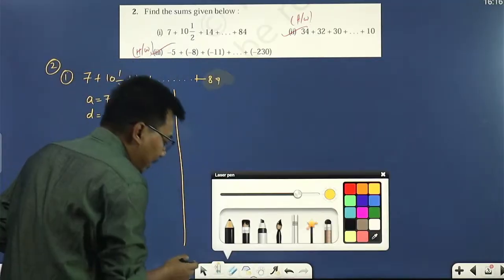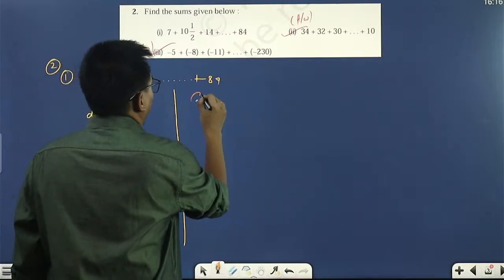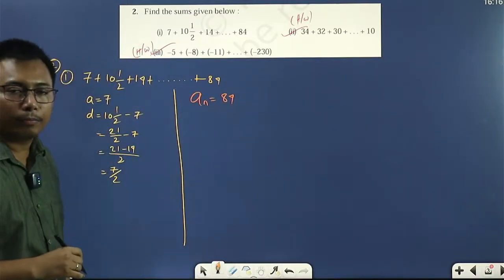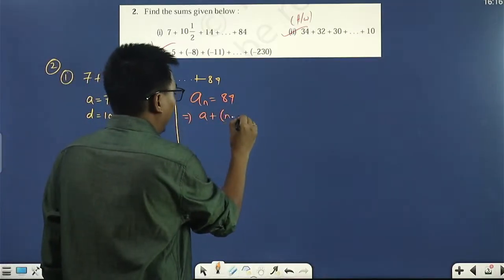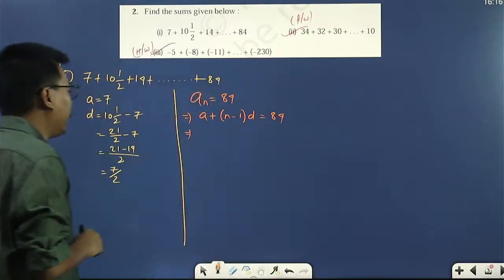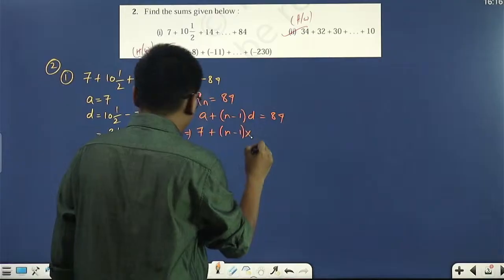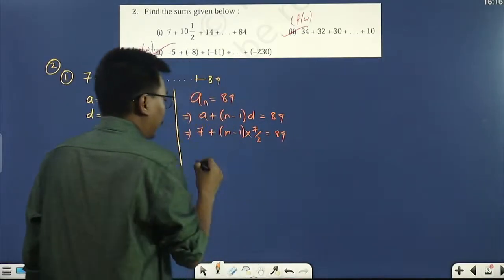So, how do we write the last term? An is equal to 84. An is the last term, right? So, an is a plus n minus 1 d. The value of a is 7. So, we'll write here 7 plus n minus 1 into, how much is d? 7 by 2, equal to 84.